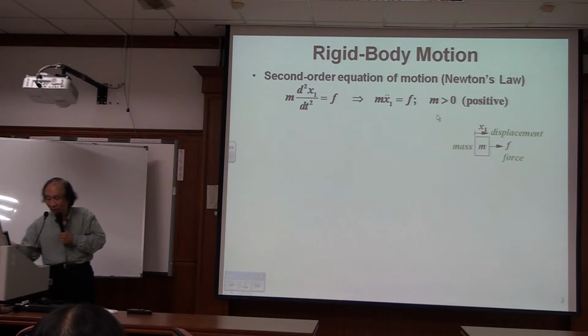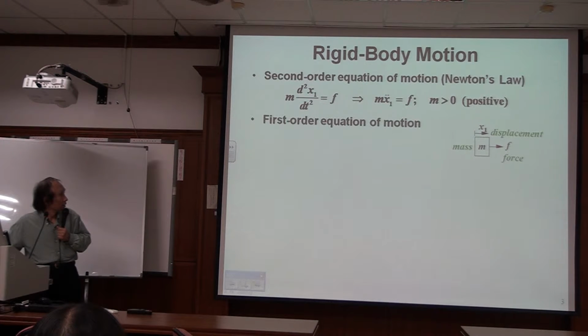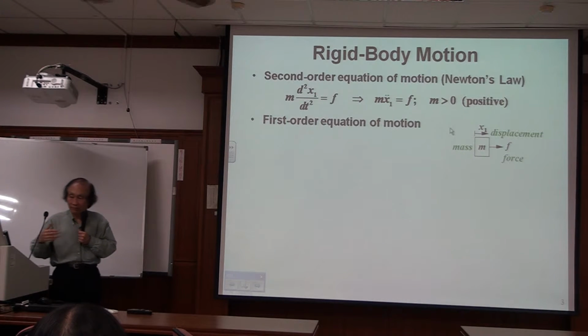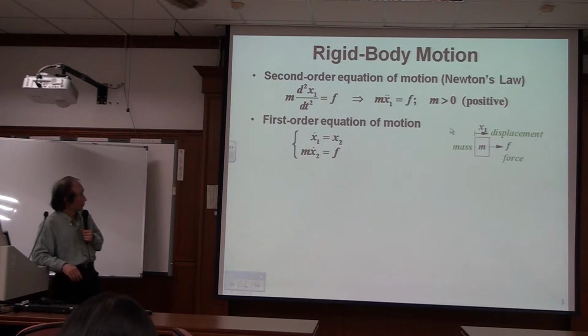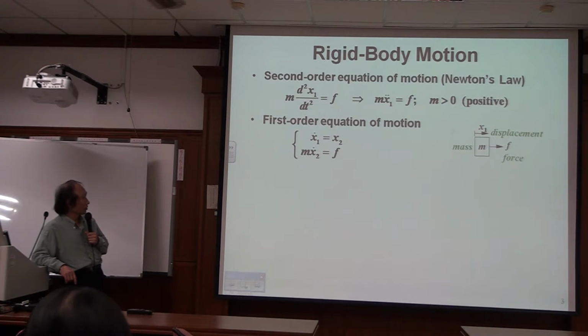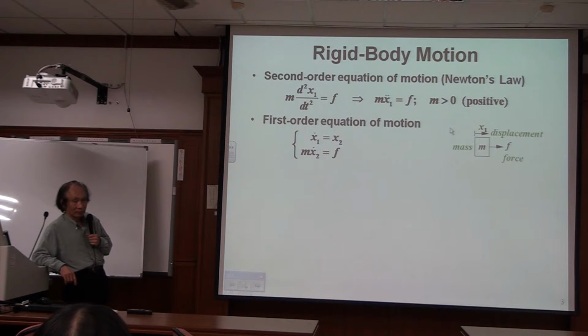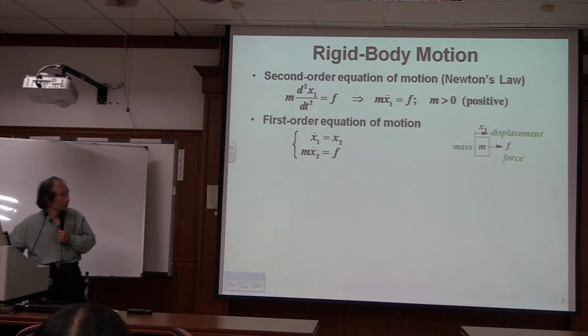All right. Now, if I write it in terms of first order equations, then I write it this way. I say x1 dot equal to x2, m x2 dot equal to f. And do that. So the second order equation becomes a first order equation of motion. However, now I have two equations rather than one. Then what is the big deal of this? Why do I want to do this?